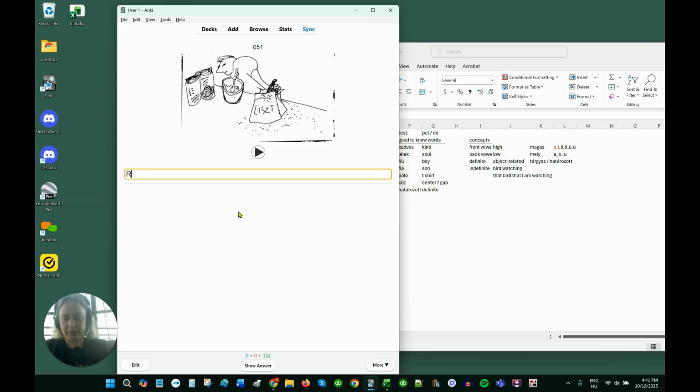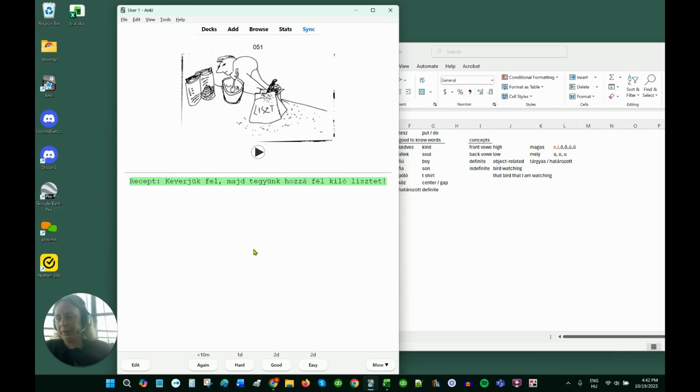So, recept. I don't know if you have to put an exclamation mark. Yep. The Hungarians like to put exclamation marks with all their imperatives. In English, you only do that if you're really emphatically insisting on it.